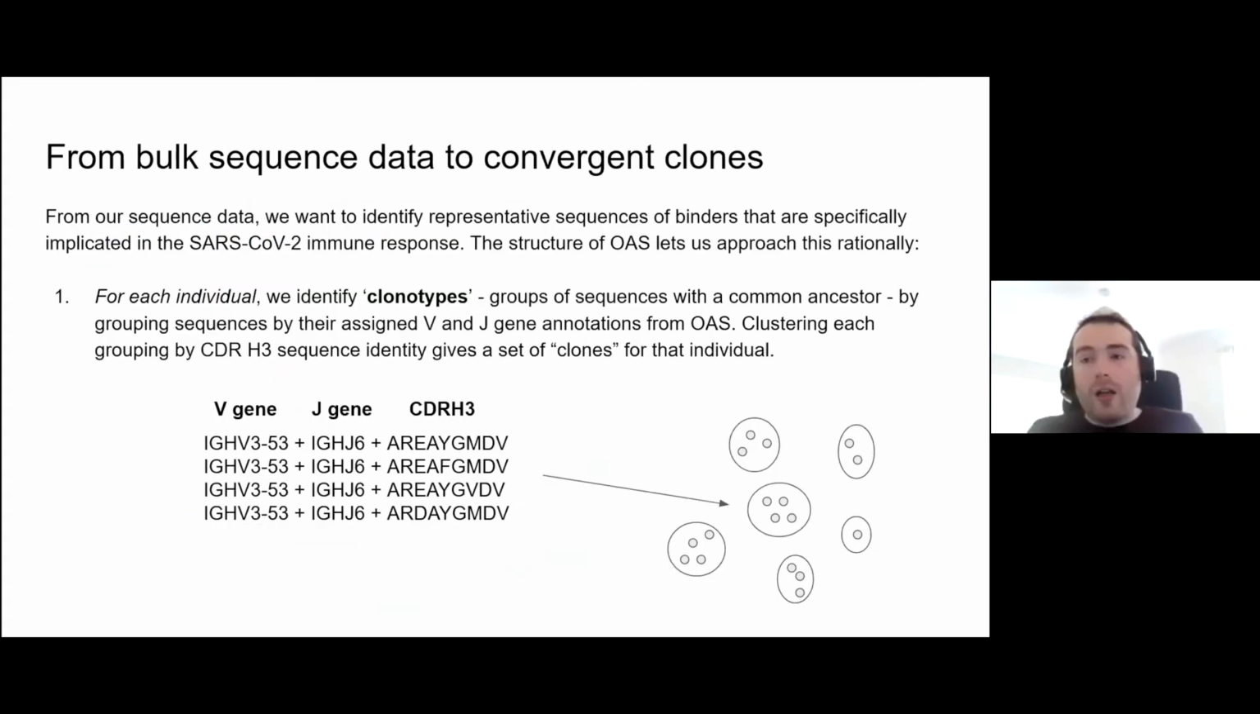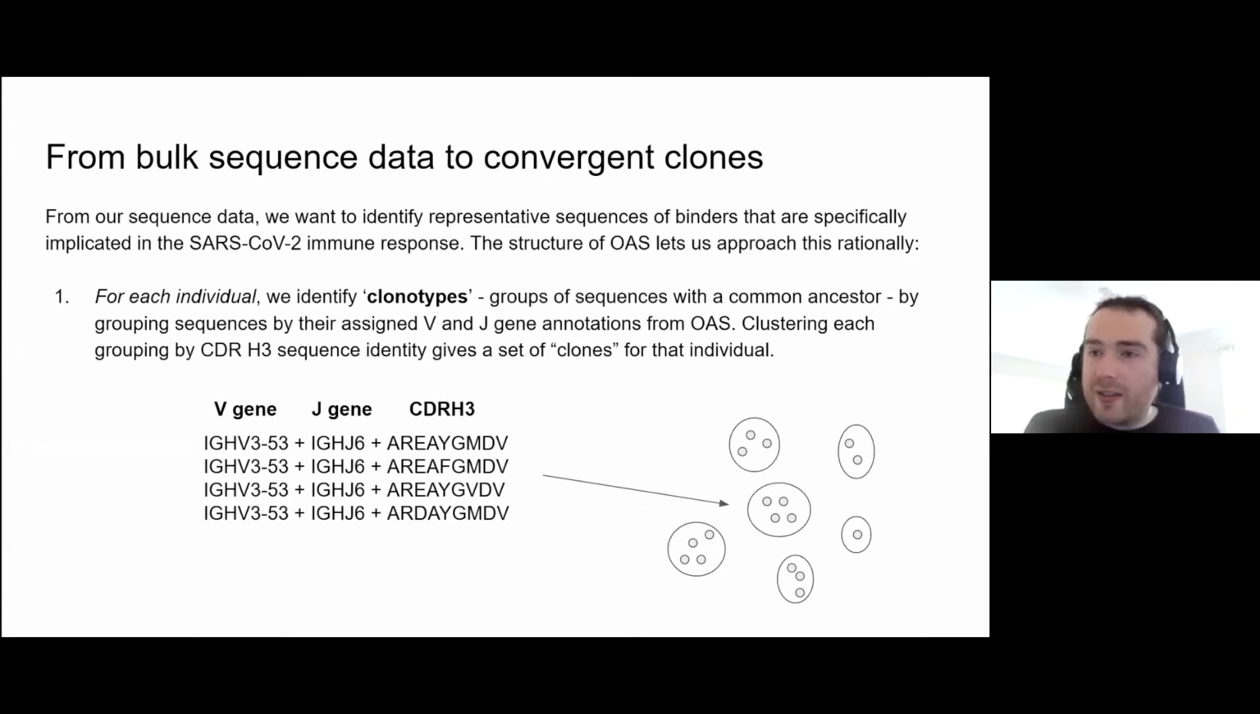So that's at the very high level, the bulk data that we have available to us. But now we want to think more about how can we take this data that may consist of hundreds of thousands, maybe millions of sequences associated with immune repertoires for people infected with SARS-CoV-2, and really pare this down to some interesting non-redundant sequences that we might want to actually explore developing as therapeutics.